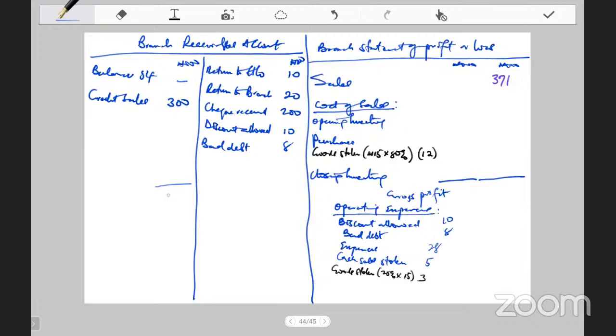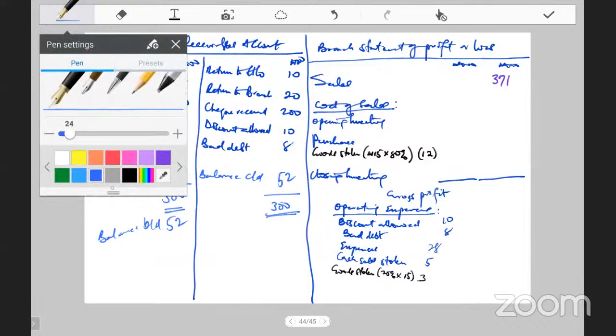The total amount of my receivable, I have 300. So what's the balance carried down? 52. Okay, balance carried down, brought down is 52. Okay, I haven't done that now.